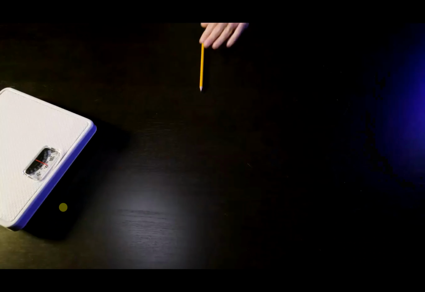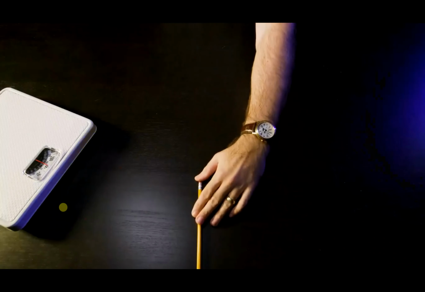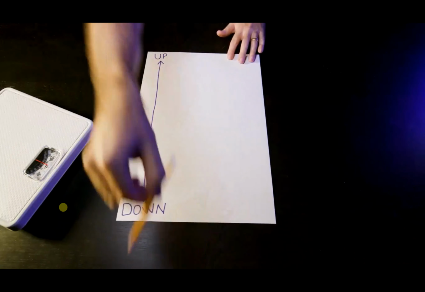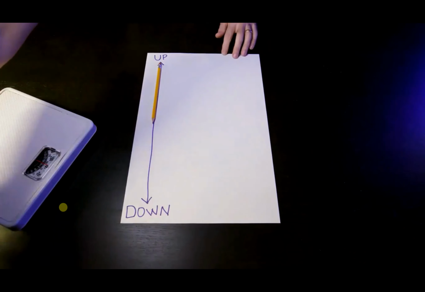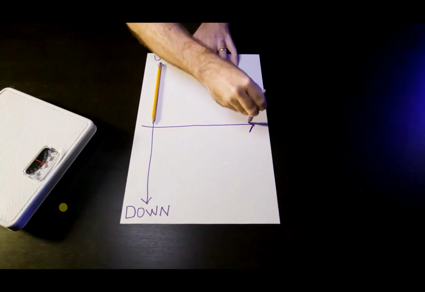Since we can talk about a falling pencil using just one spatial dimension, up and down, we can use a piece of paper to model space-time for it. Okay, so we've got up and down, but we have to add another direction the pencil moves in. Time.